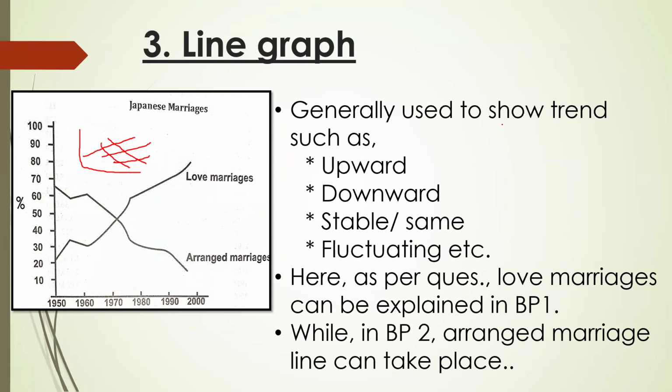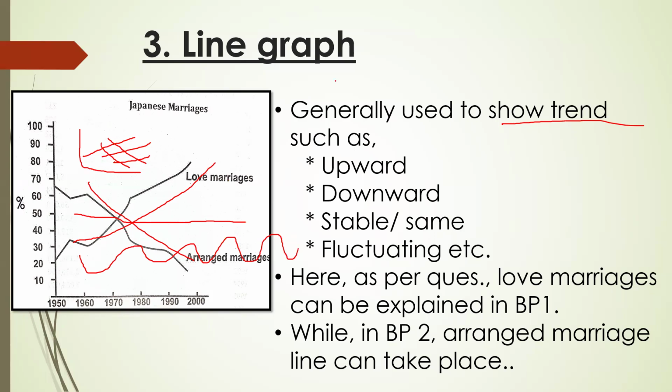So here you can show the trend, right? Like upward trend, you can say, right? Or downward, or you can say stable. If there is least change, you can say stable, right? Fluctuating, you can say there are ups and downs. So this is a fluctuating type of graph.